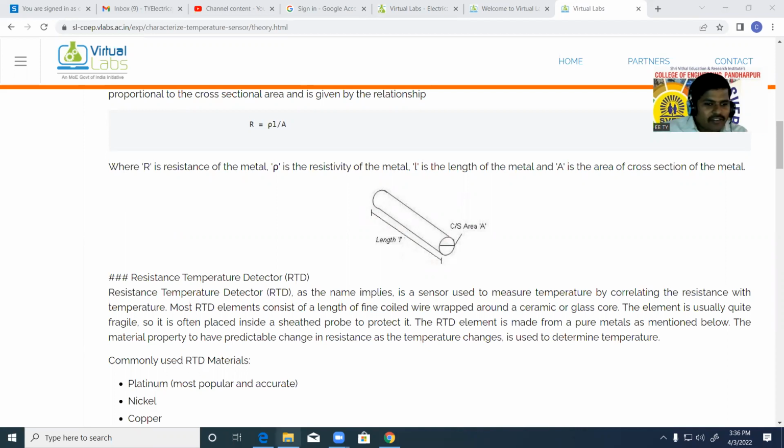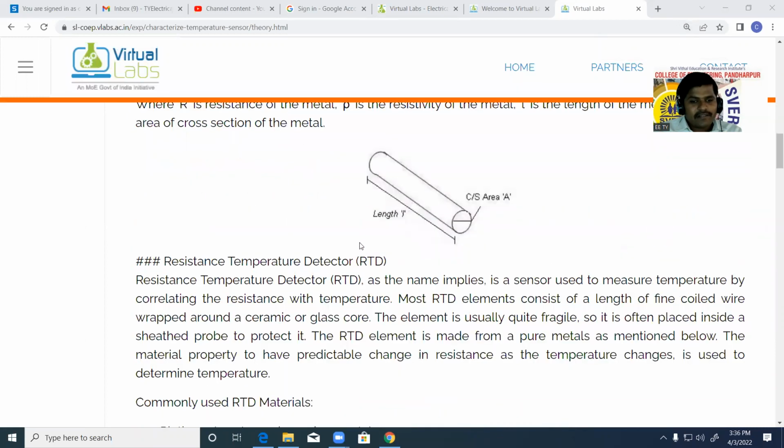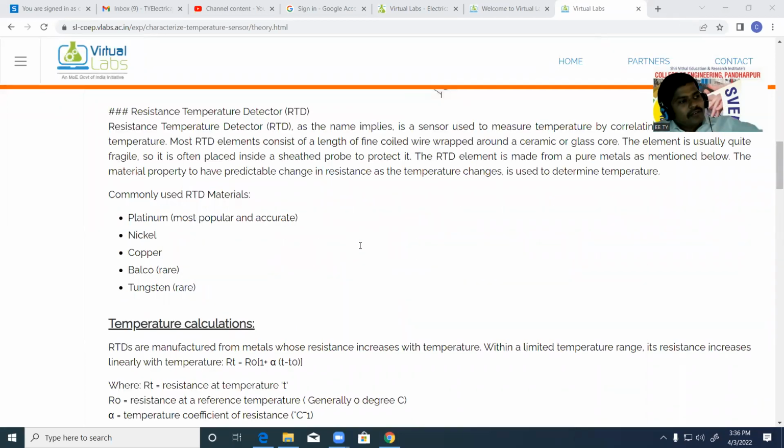The element is usually quite fragile, so it is often placed inside a sheathed probe to protect it. For protection there is an outermost sheathing and an innermost sheathing. I think you have studied the sheath material, or the outer cover, in cables in Power Systems 2, the inner sheath and outer sheath of underground cables. So the RTD element is made from a pure metal as mentioned below.